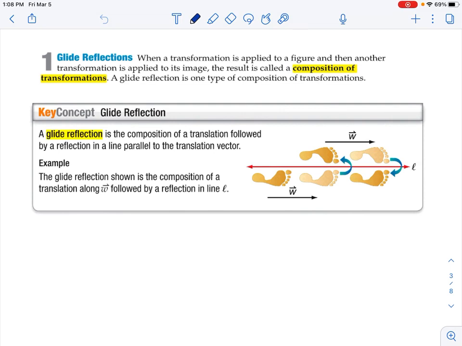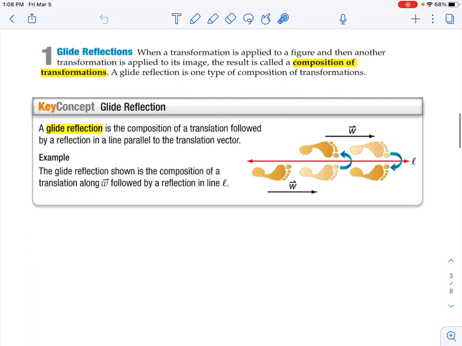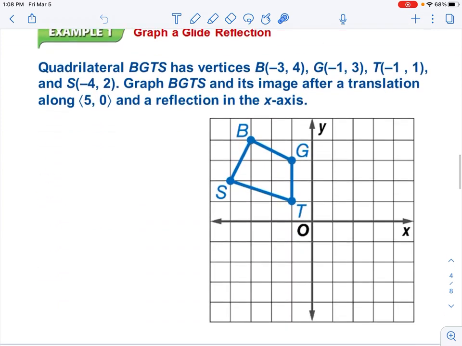A glide reflection is the composition of a translation followed by a reflection in a line parallel to the translation vector. So for example, the glide reflection shown is the composition of a translation along vector W, followed by a reflection in L. So you start here, you translate, and then you reflect over L. Okay, so we're going to do some of these.